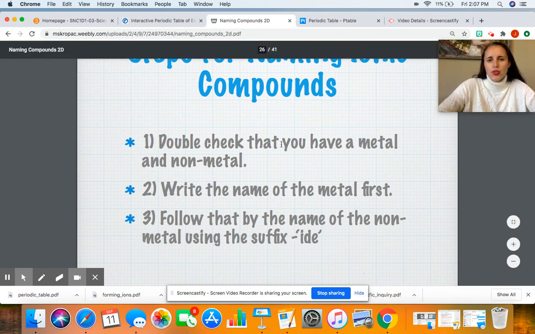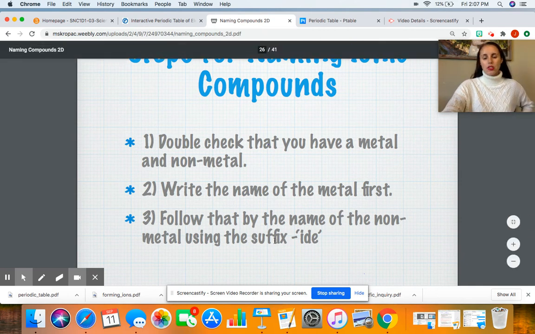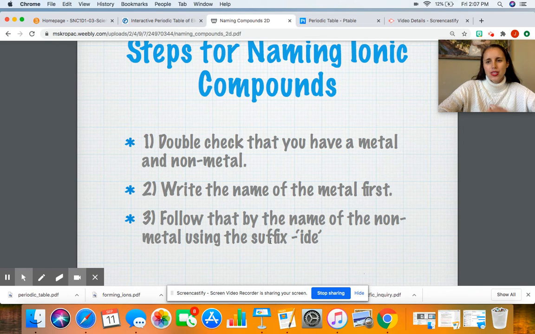First thing you want to do, same as the first rule for formulas, always double check you've got a metal and a nonmetal. These rules only work for ionic compounds, so you always have to make sure you've got that metal and that nonmetal. The name of the metal is always going to be written first. The name of the nonmetal is always going to be written second, but you're always going to use the ending "ide."